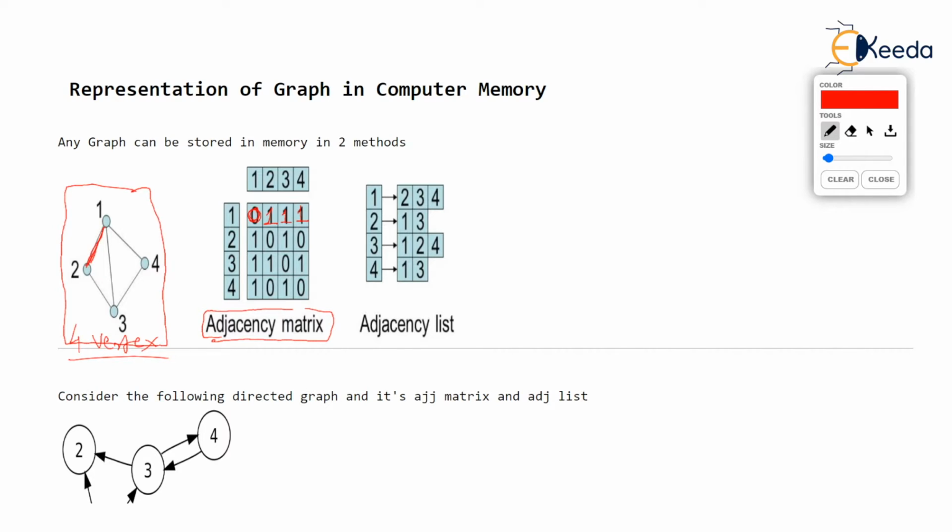And the rest of the entries are filled using the same technique. As an example, what is fourth row, third column? Fourth row, third column is 1. Why? Because 4 is adjacent to 3. You can see fourth vertex is adjacent to third vertex because there is an edge from 4 to 3. Okay. That's the way you construct an adjacency matrix. It will contain V rows and V columns, where V is the number of vertices. As there were 4 vertices, it contains 4 rows and 4 columns.